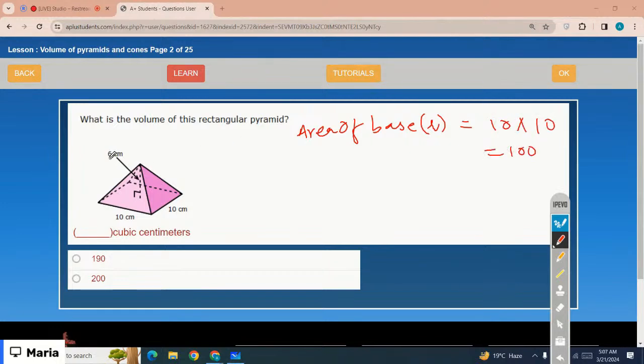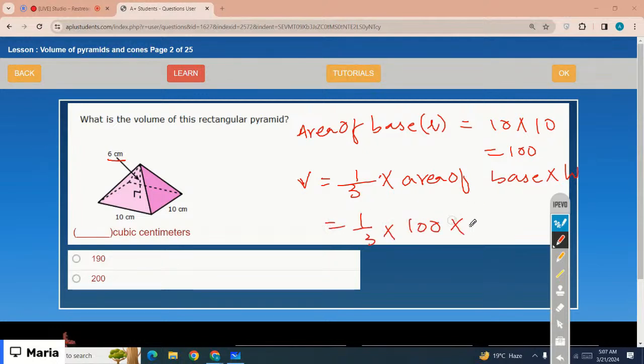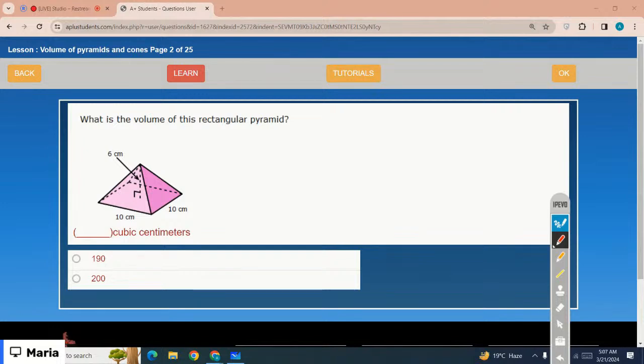Now you have to find the volume of the pyramid, that is V equals, I forgot, I think 1 by 3 times the area of base times height. Yes, that is the formula. That is 1 by 3 times area of base times height. 1 by 3, area of base is 100, the height is 6, so that is 600 divided by 3. The correct option is 200 cubic centimeter. Option number 2 is the correct option.